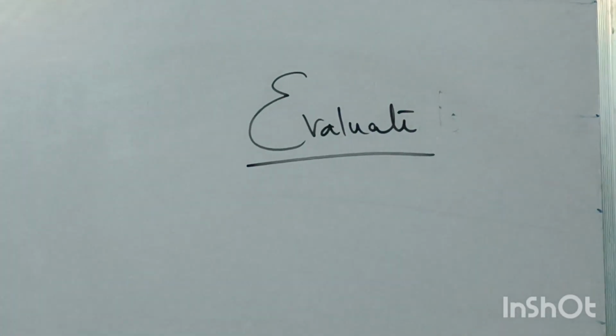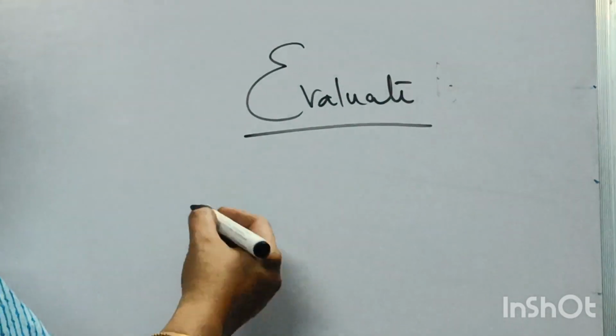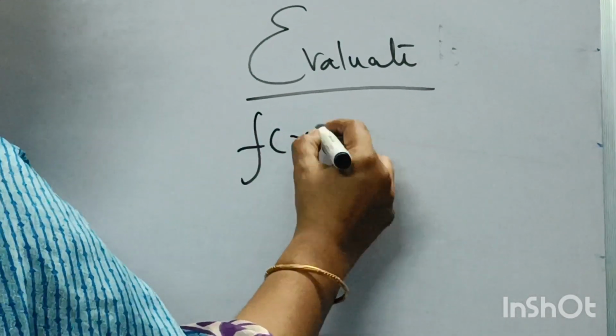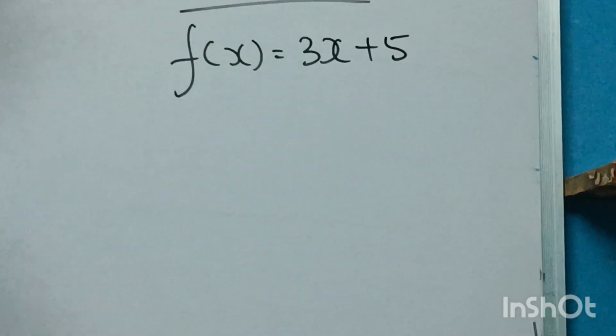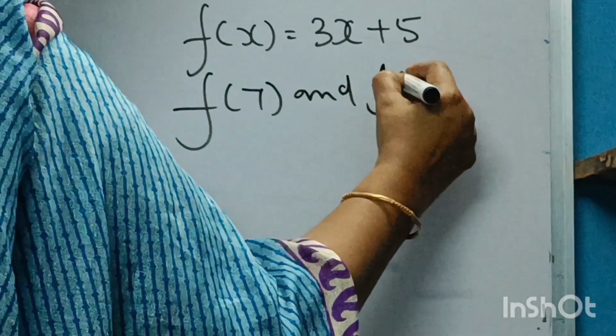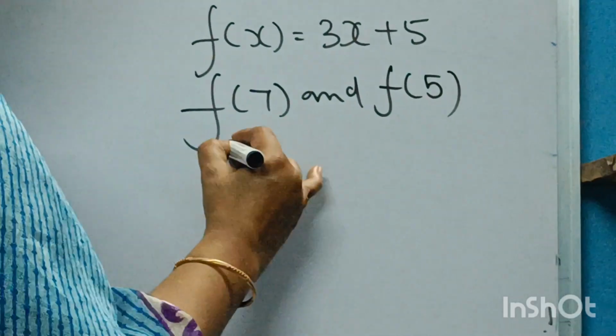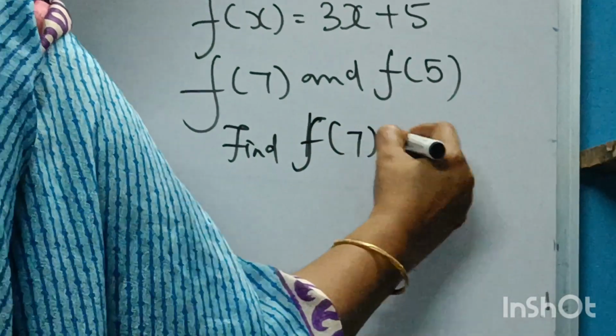Now we are going to see a few sums in polynomials. It is very simple, a usually asked question. If f of x is equal to 3x plus 5, we have to evaluate f of 7 and f of 5, and find the value of f of 7 minus f of 5.